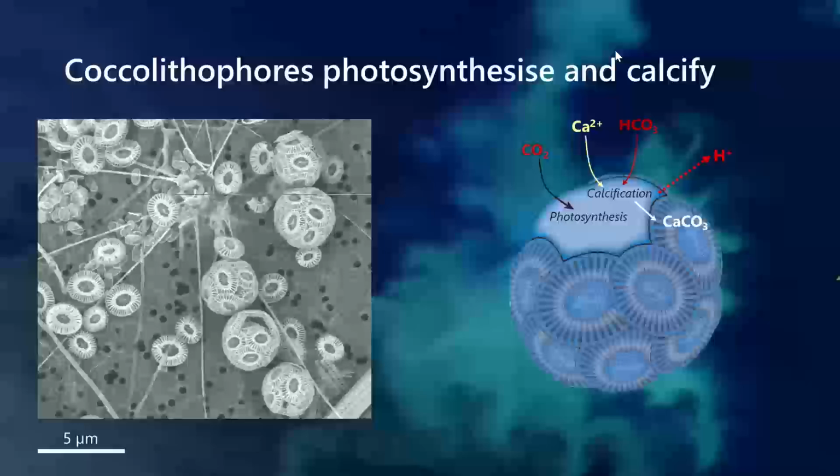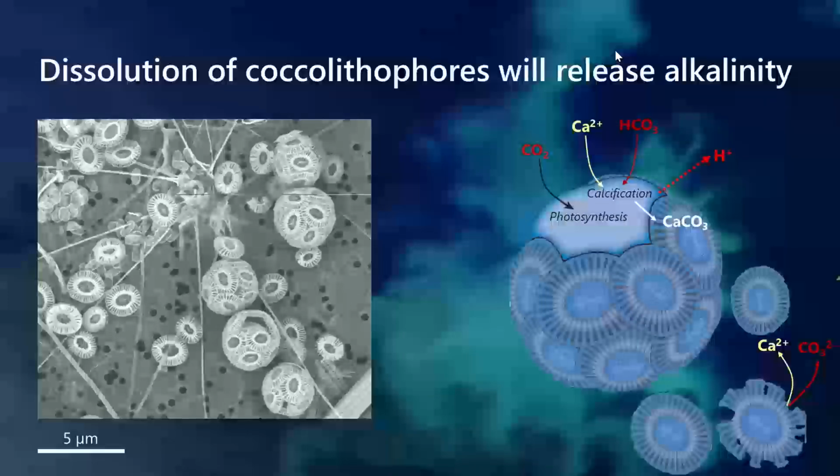Coccolithophores photosynthesize and calcify. So you can see that they're going to have an influence on the carbonate chemistry, because they can take up CO2 through photosynthesis and convert it to organic carbon. But they will also take up bicarbonate ions and release hydrogen ions when they're calcifying to produce calcium carbonate. They will also release alkalinity through dissolution. So if the whole coccosphere or the plates are dissolved, this is going to release carbonate ions back into the water column.